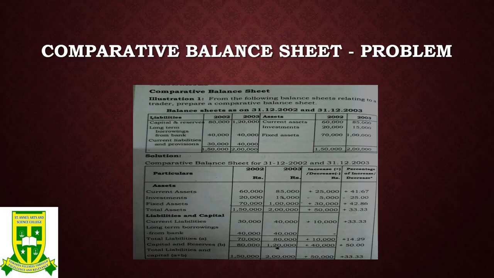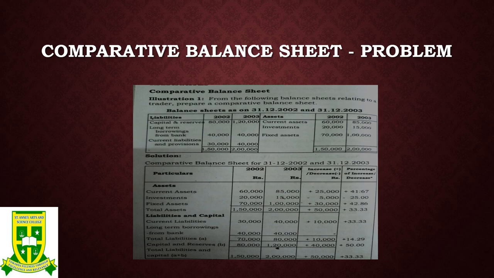So we can see it has been increased in 2003. So you'll be writing as it has been increased by 30,000. So plus 30,000, and while calculating the percentage, 30,000 divided by 70,000, you will be getting 42.86. So please remember regarding these symbols, whatever symbols have been used in the decrease or increase column, that symbol should be used in the percentage column also.